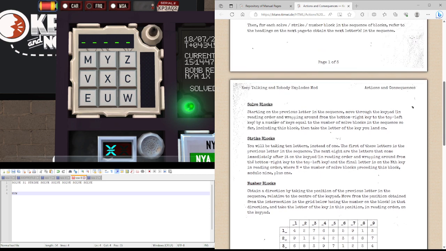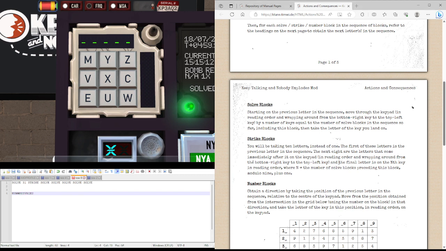Now we've got the strike block. We will actually be getting 10 letters. It's sort of like a punishment with striking. 10 letters of 1. The first of these letters is the previous letter in the sequence, W. The next 8 are the ones after it, so that'll be MYZ, BXC, EU. That's 8.